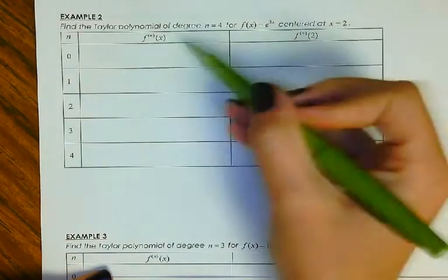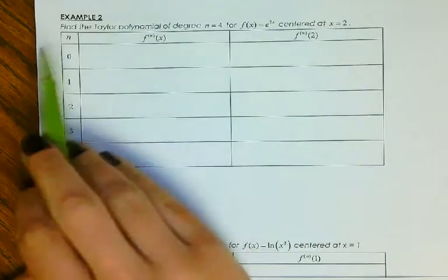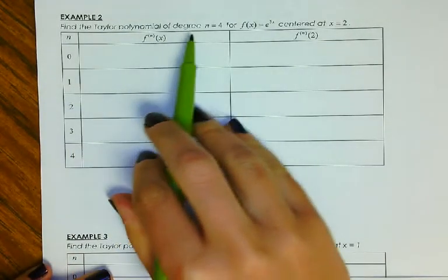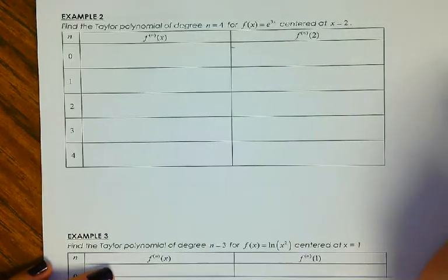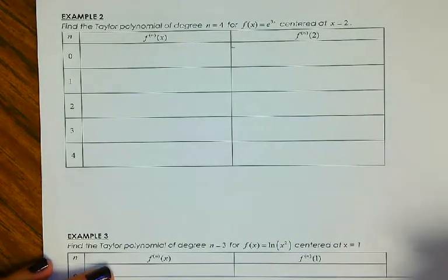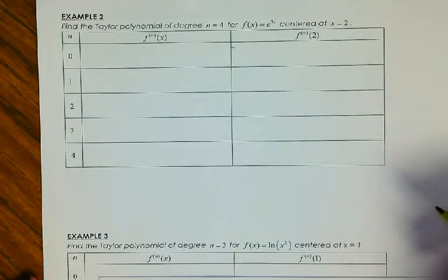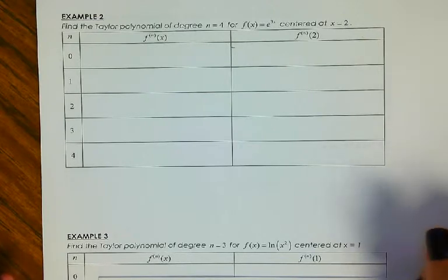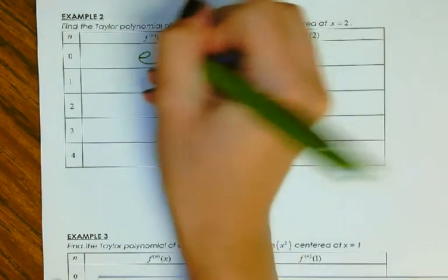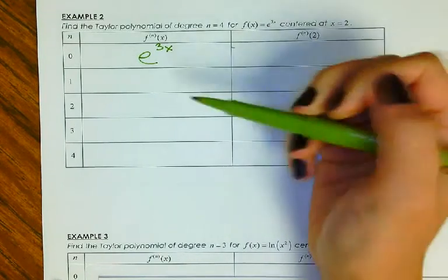Okay, so the second example, they didn't give us any of the evaluations here, so it's different. It says, find the Taylor polynomial of degree n for e to the 3x centered at x equals 2. This table to organize is something that I gave you. They will not give you a table, so you'll have to create that. But I just wanted to do these first few with something to organize it. So what did they give me? Well, it's centered at 2, and they gave me the function. So I'm going to write that here. That's e to the 3x.